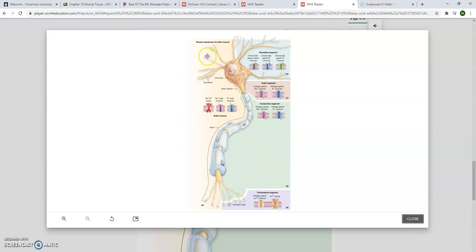So we need to know a little bit more information about how they do that. So we need to understand their basic anatomy. And when we get to chapter 12 and specifically talk about the nervous system, then we'll talk about more details about the neurons. But for now, best to know the basic parts.